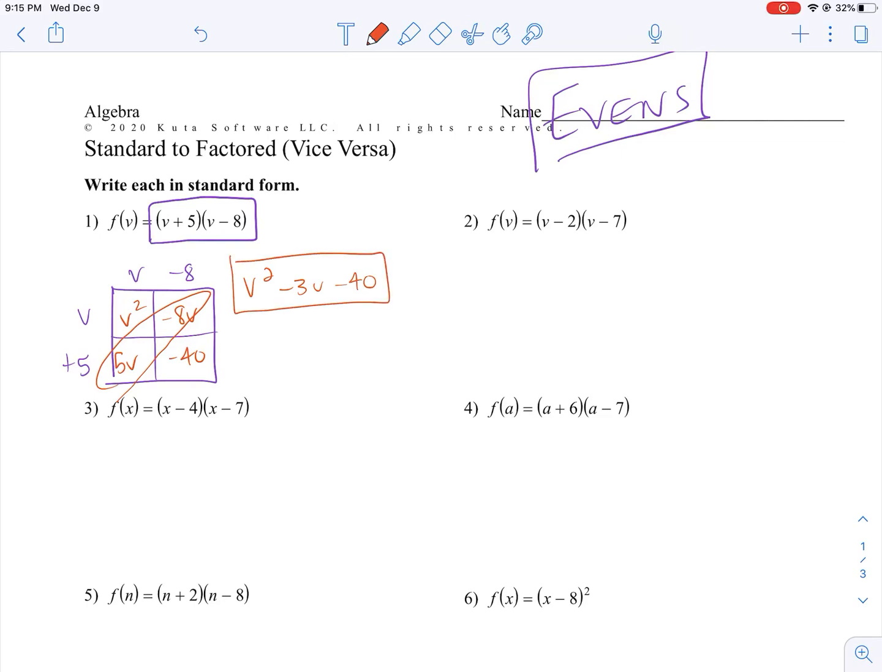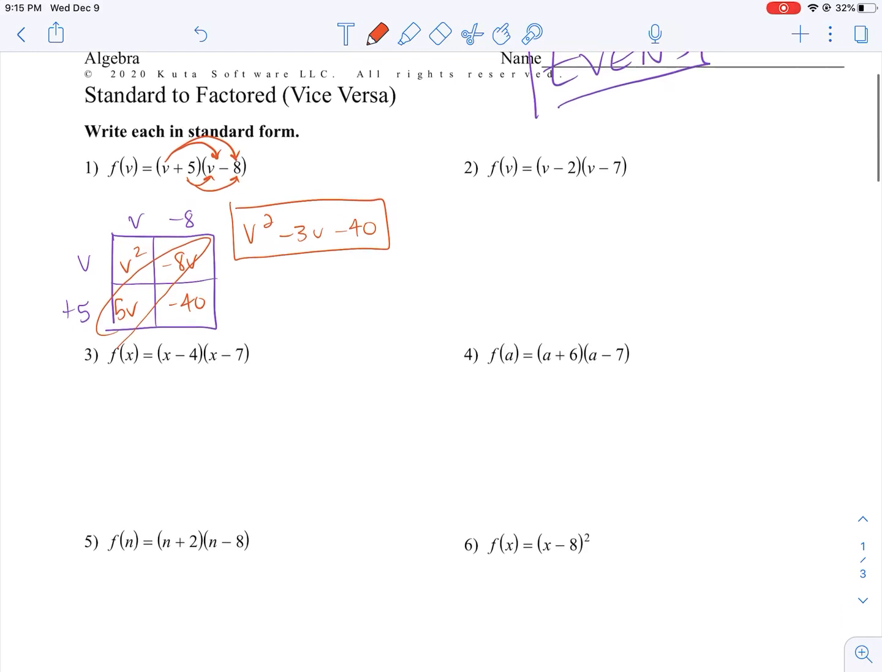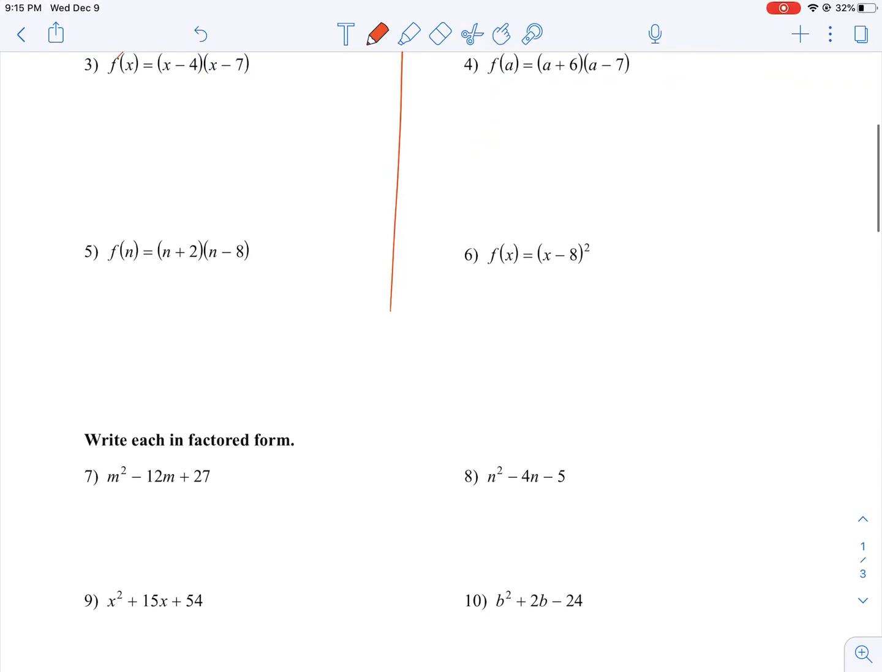And then you combine your like terms, v squared minus 3v minus 40. And then this would be your standard form. You will have multiplied and created a v squared term, a v term, and a numeric term. You also can just do this by distributing, so where you distribute the v to both terms and you distribute the 5 to both terms. So that's also a method that you can use. So that's how you're going to do the first three here on the right in terms of writing from factored form to standard. So you're going to be multiplying in one way. And just remember that when you've got this squared, it means there are two of them.